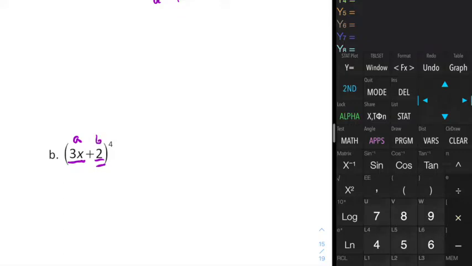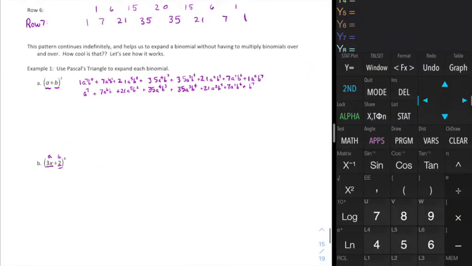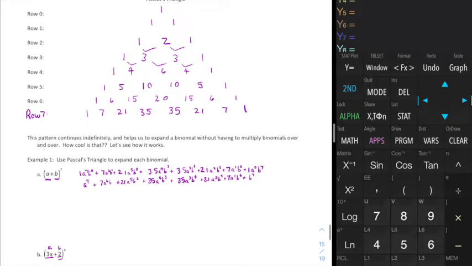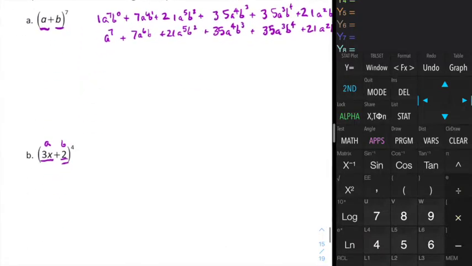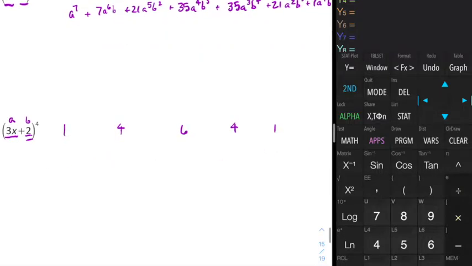So there will be a lot more going on here, and I'll show you how to attack these. We have a power of 4, so we're going to use row 4 on your Pascal's triangle. So we'll try that out. The coefficients there, I got it off screen, so I'm kind of writing here. You have 1, 4, 6, 4, and then 1.